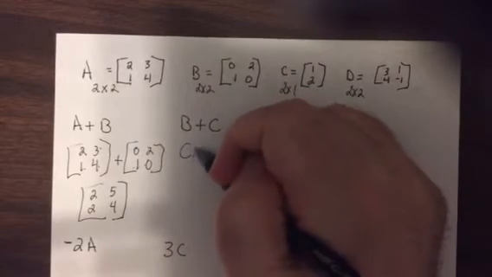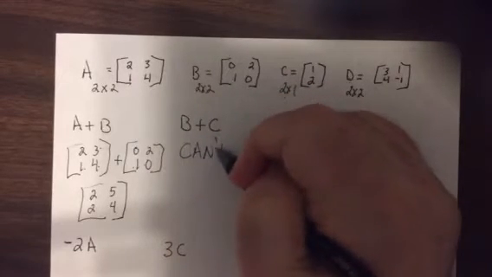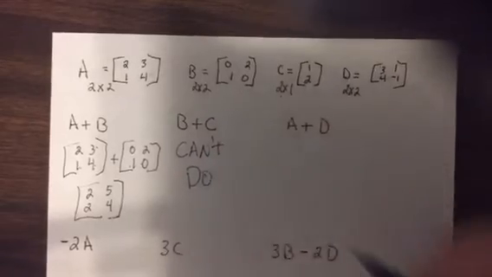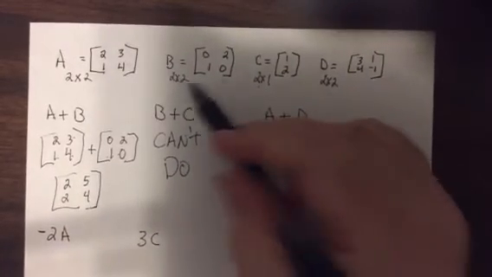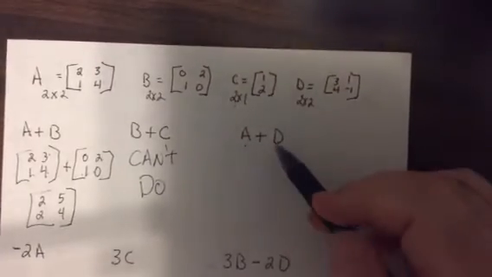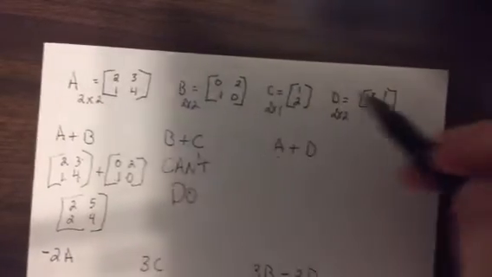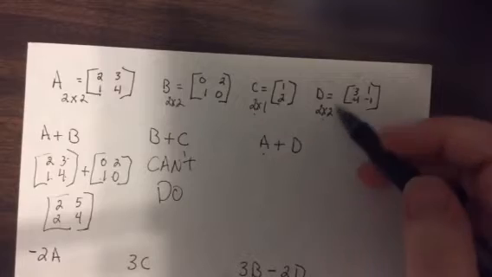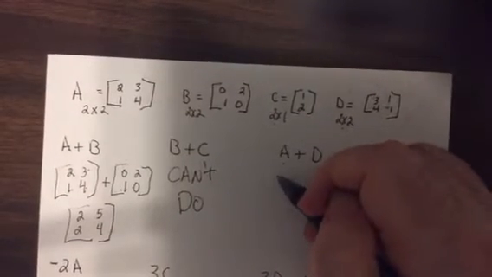So B plus C, are they exactly the same? So you'd say cannot do. Do not have the same dimensions. Because this is 2 by 2, but this is 2 by 1. It's got to be exactly the same. So how about A plus D? Well, A is 2 by 2. D is 2 by 2. Hey, they're the same, so I can combine them.